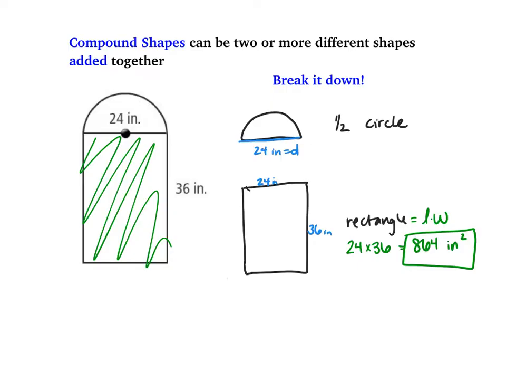So to then find what that half circle would be, if the diameter is 24, that means the radius is 12. So I would want to do pi times 12 squared.